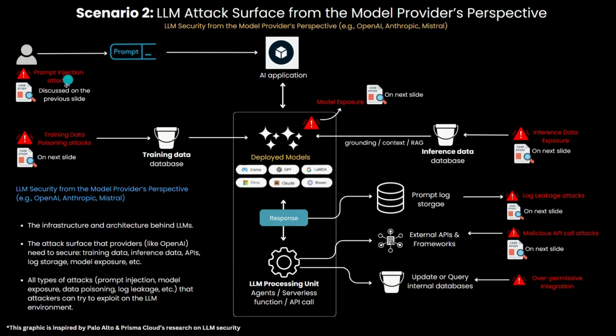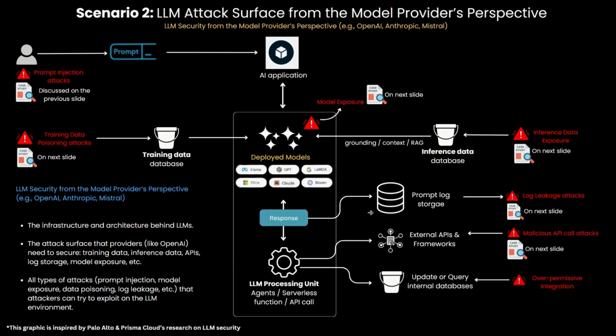For prompt injection, we have already discussed the Chevrolet chatbot example on the previous slide. But for training data poisoning, inference data, log leakage, prompt log storage, and external APIs, we will explore the case studies on the next slides. So this slide isn't just about theory, it ties directly into the practical architecture of how LLM systems are built and deployed. It shows how, for model providers, the attack surface is not just the model, it's the full ecosystem of data, logic, integration, and infrastructure that surrounds it.